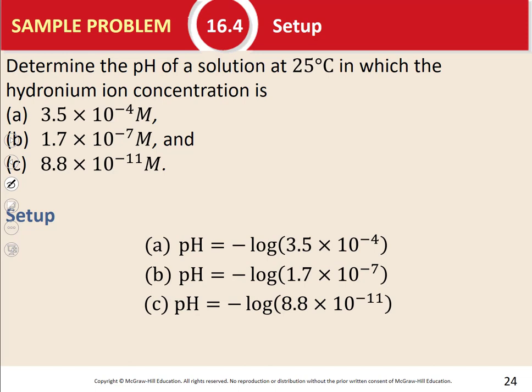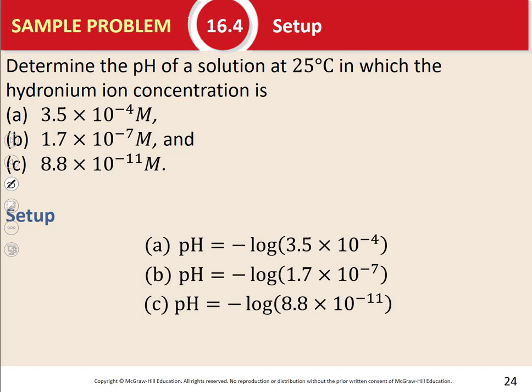Remember, in neutral water, hydronium ion concentration is 1 times 10 to the negative 7th. So if your concentration gets bigger than that, you should become more acidic, and your pH should go which direction, up or down? Down. So it should be less than 7. Those first two both have concentrations greater than 1 times 10 to the negative 7th, so both of them should have acidic pHs, or pHs less than 7.